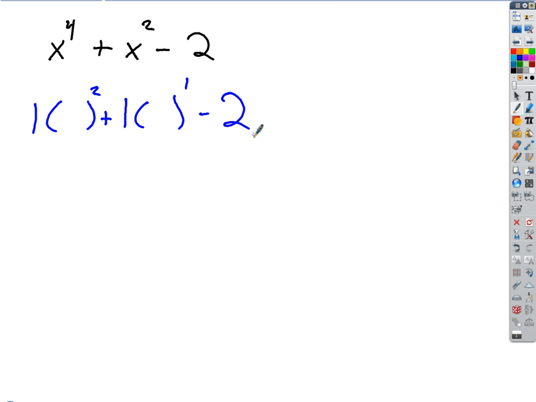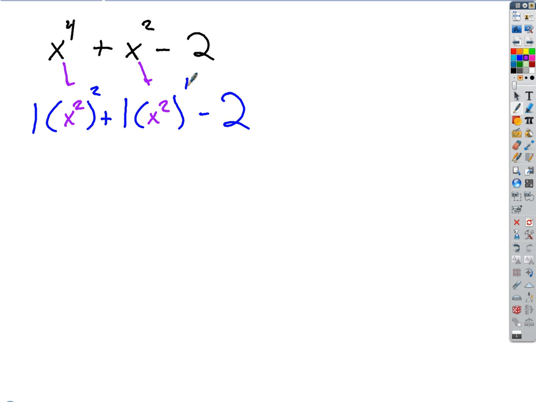X to the 4th is what squared? X squared, isn't it? X squared squared? So this first term, I could just write as x squared squared. The second term I could write as x squared to the 1, couldn't I? Now that matches a quadratic form, because I've got a times something squared plus b times something to the 1 plus c, where a is 1, b is 1, c is -2.